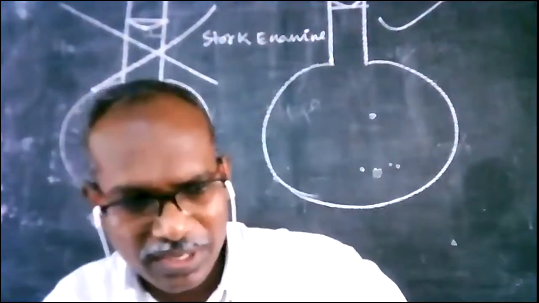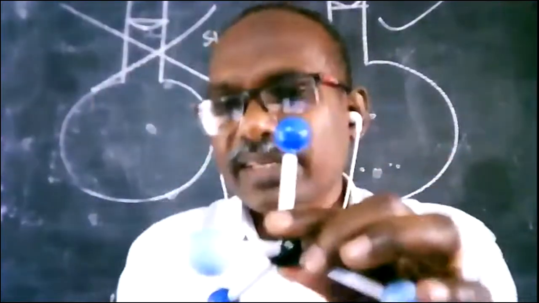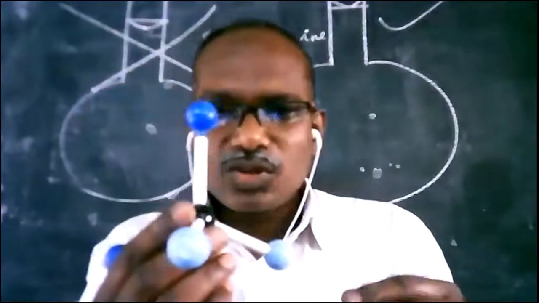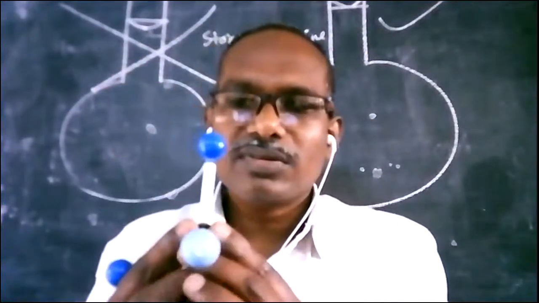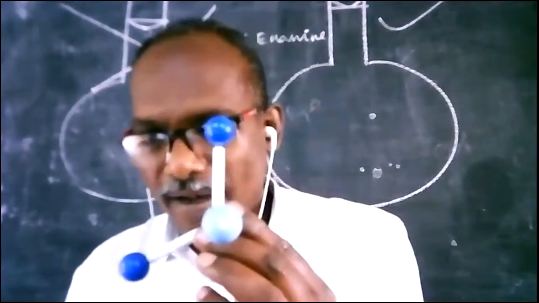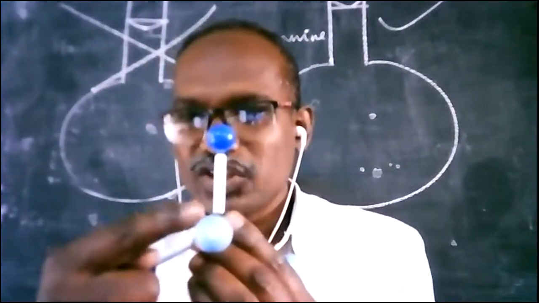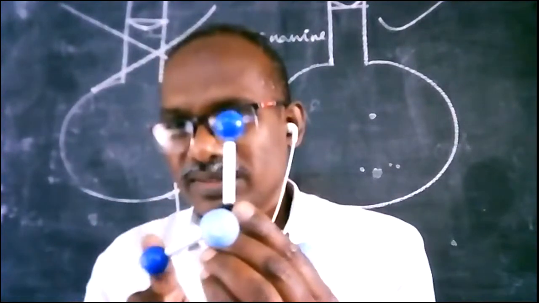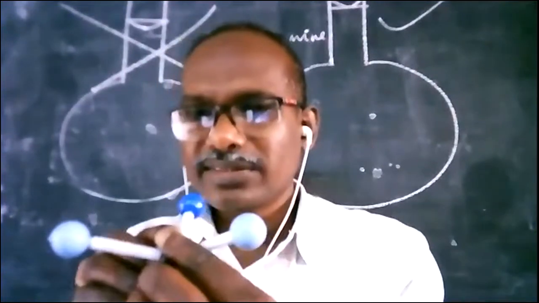Suppose if you are not able to understand like this, I can take this model. See, I think now you can understand. Look here. There are 2 blue gray atoms and 2 blue atoms. This is CH2Cl2. C, H, H, Cl, Cl. Now take like this.